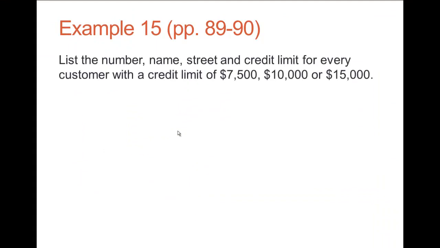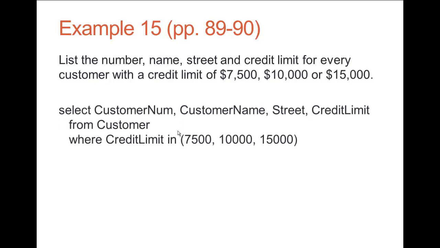Their next example is using the special operator IN. So I'm saying list the number, name, street, and credit limit for every customer with a credit limit of $7,500, $10,000, or $15,000. So here's my select statement, and look at my where clause. Credit limit, the name of the field, IN, and then I've listed the three possibilities.